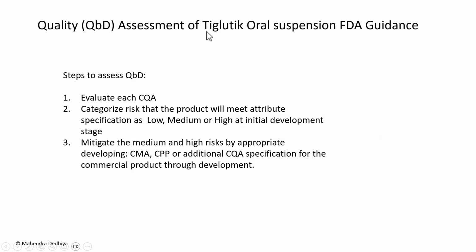QbD risk assessment was conducted using guidances. Each CQA was identified, categorized as low, medium, or high risk at initial development, and strategies were developed to mitigate the medium and high risk so they all become low risk by developing critical material attributes, critical process, or additional specification for commercial product through the development.